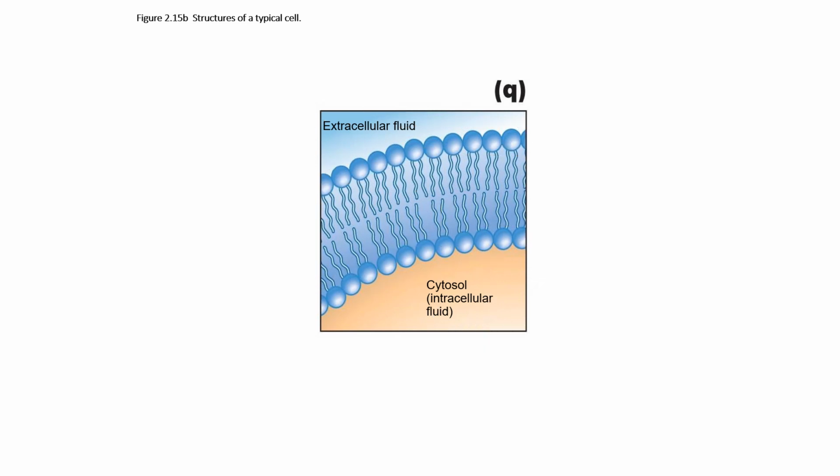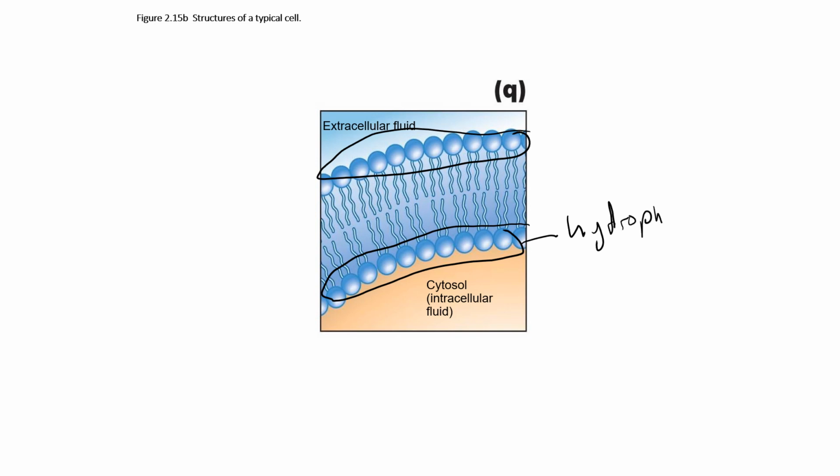The answer to this is relatively simple. We want both the internal and external periphery of the plasma membrane to be hydrophilic, right? Because we want the internal as well as the external periphery of the plasma membrane to be able to coexist with the intracellular fluid, which is mostly made up of polar water, and to be able to coexist with the extracellular fluid, which is also made up of polar water.